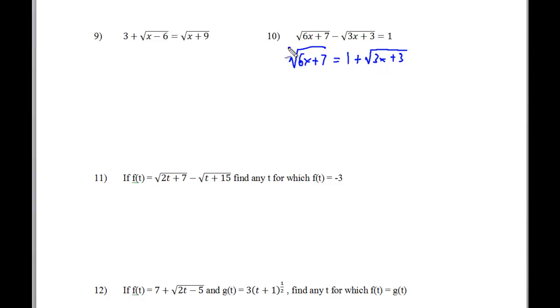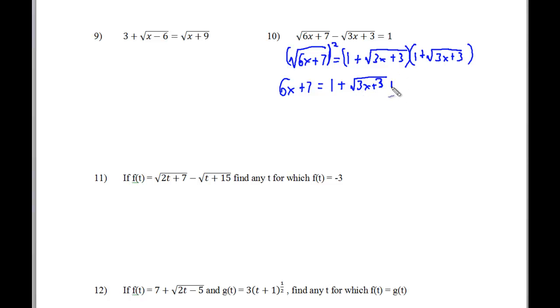We're going to square both sides, which means my right-hand side is going to get FOILed. So instead of putting a little 2 on it, I'm just going to write it twice to save myself the time of doing it later. Now my left-hand side is going to become 6x plus 7, and we're going to ignore that for a while because now we have this to FOIL. 1 times 1 is 1. 1 times the square root of 3x plus 3 is the square root of 3x plus 3.